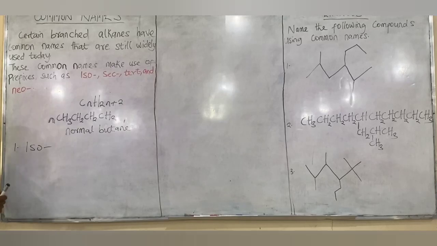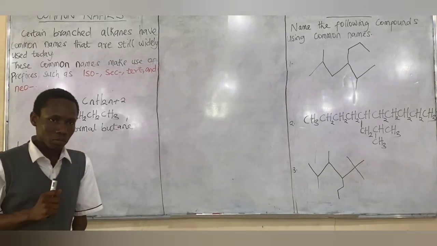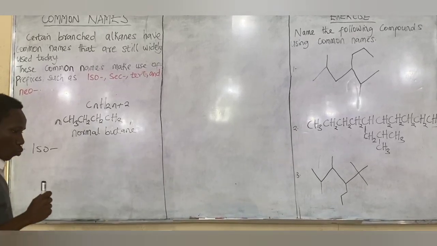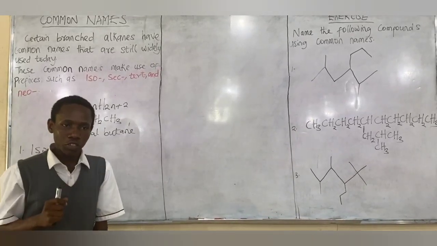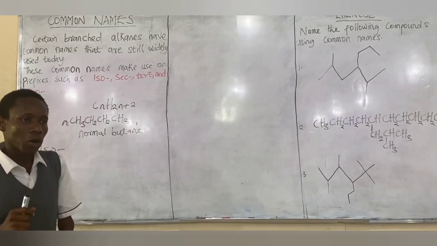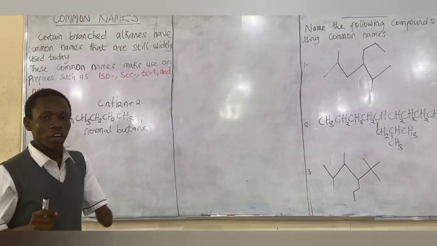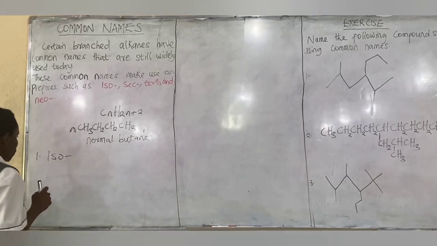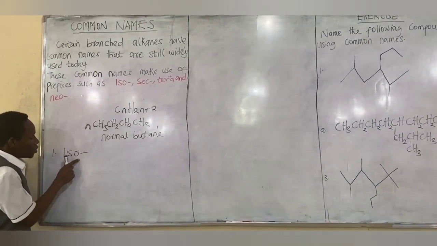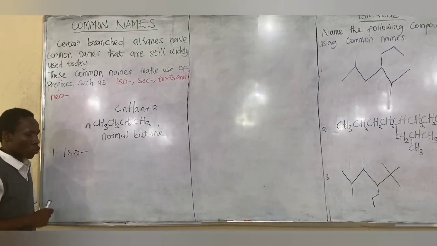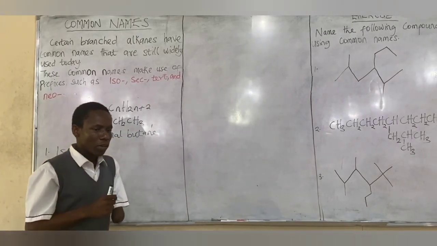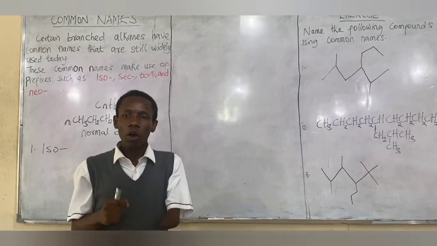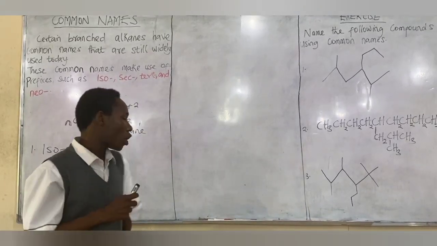This iso here represents isomer. In organic chemistry, we have what we call isomerism. In isomerism, we are talking about the same molecular formula but different structural formula. So the iso here refers to isomer. So when do we use iso? Basically, we use iso for 2-methyl alkane.